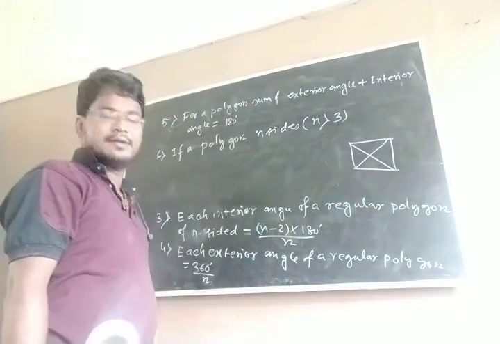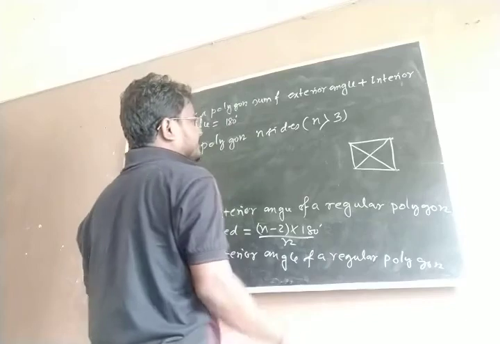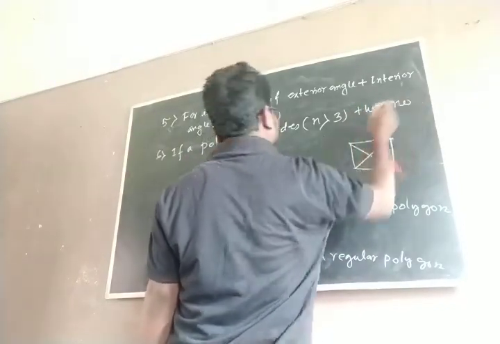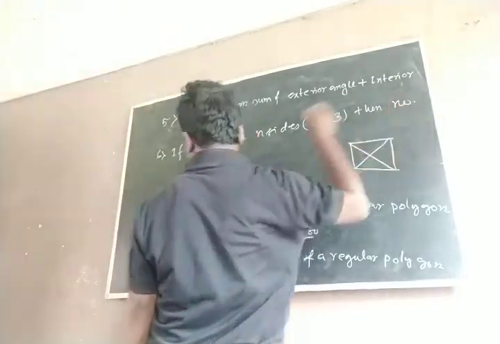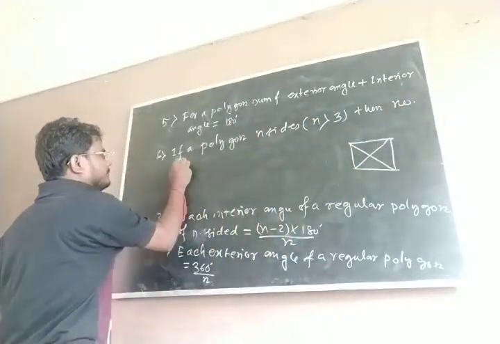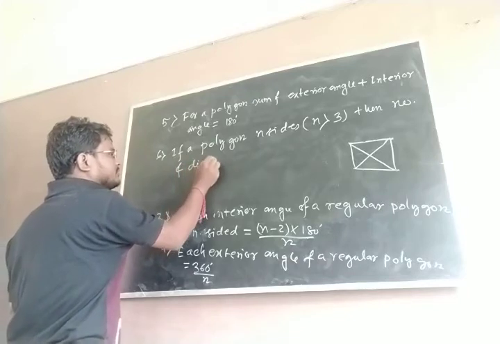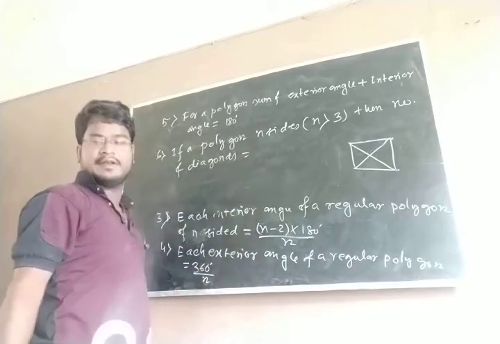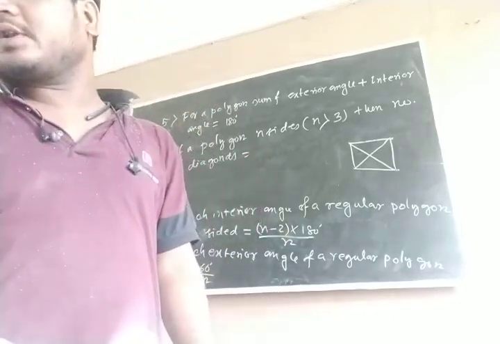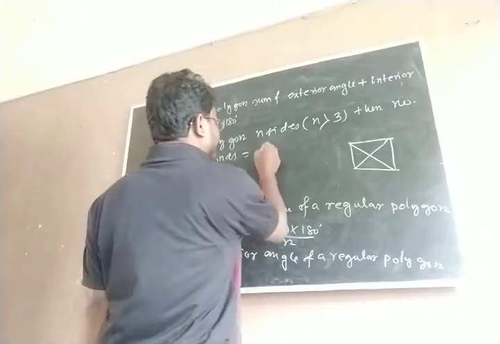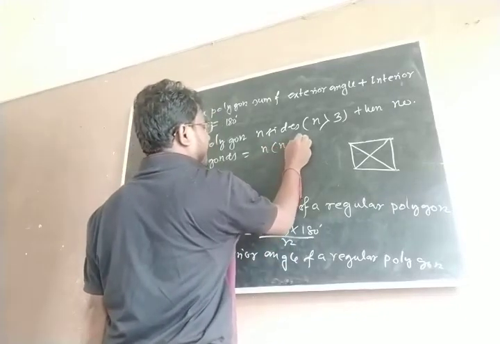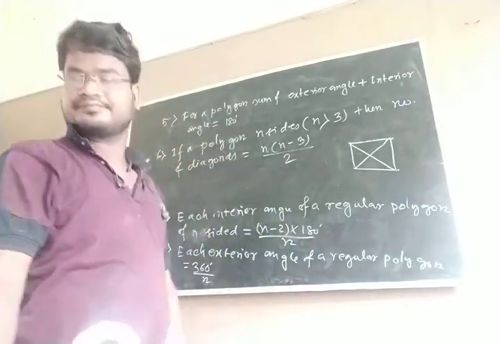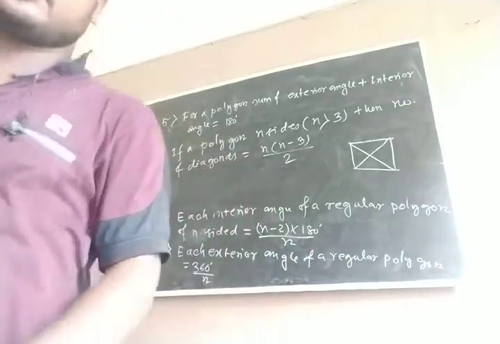Then, if the polygon has n sides, the number of diagonals is equal to n into n minus 3 by 2. Okay.